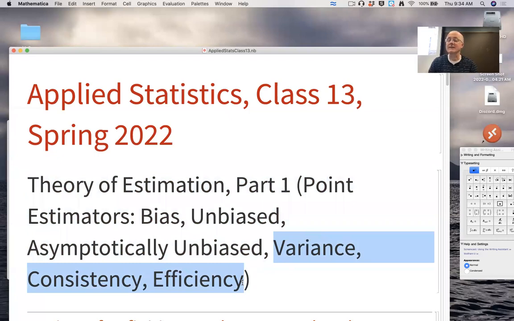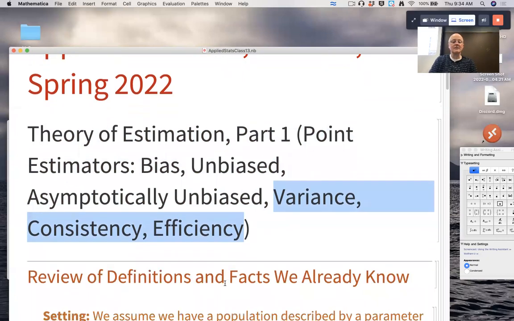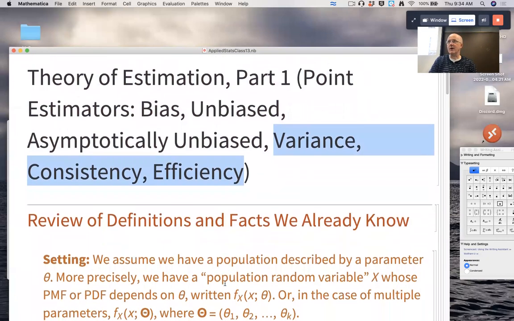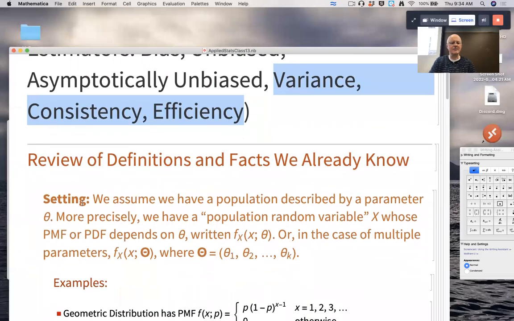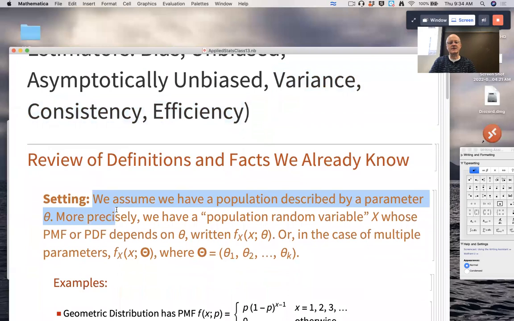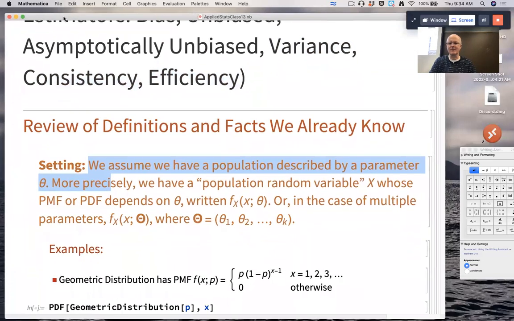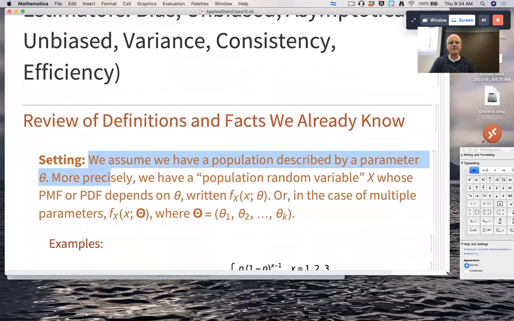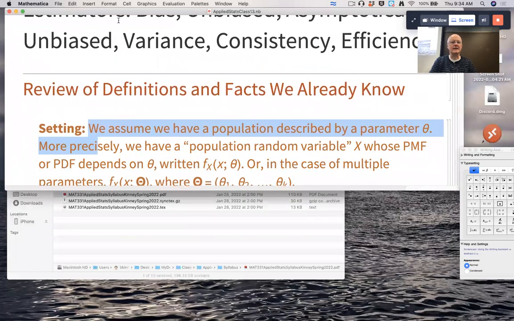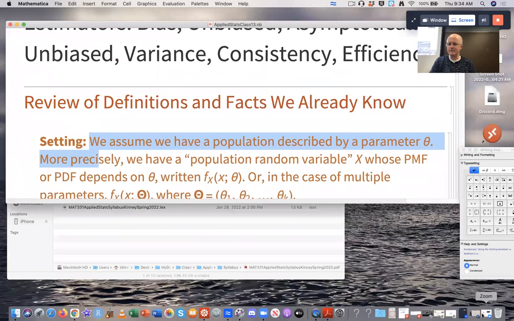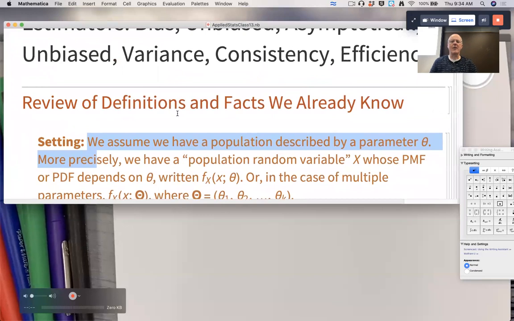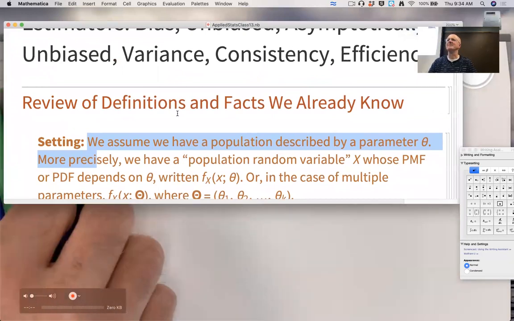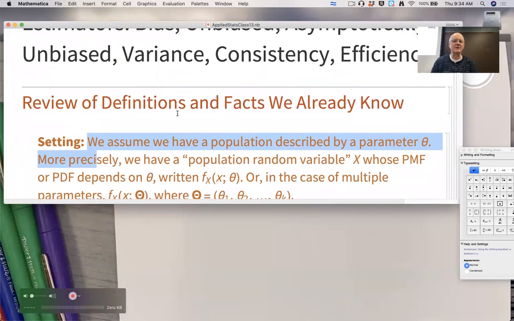I mean, we'll probably talk about it to some degree next Tuesday anyway, but let's review some definitions and facts that we already know. But I'm going to be a little bit more general and use some new notation. So here's our setting. We assume we have a population that's described by a parameter theta. It's kind of strange to use theta, but it's the standard thing to use for parameters, arbitrary parameters.